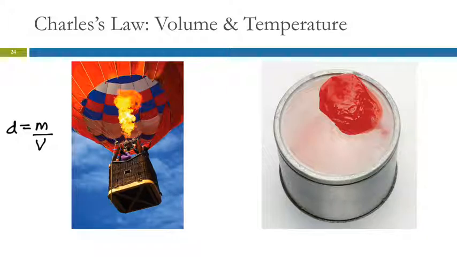Less dense things float. And so this balloon is floating because the air is warm and less dense. And so you can control it going up and down by changing the temperature of it using this big old burner in here. There's a picture of a shriveled up balloon in some liquid nitrogen. You can't do that one at home.